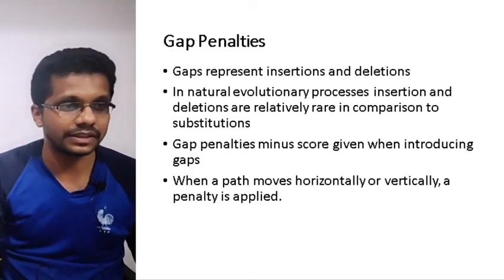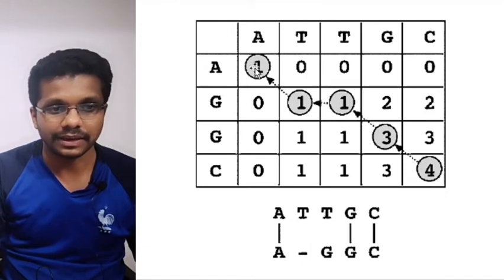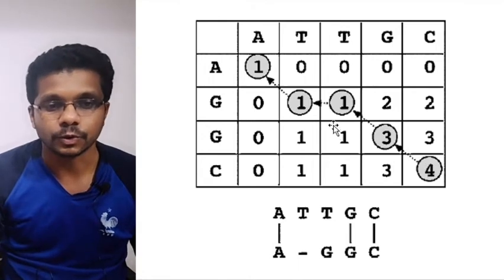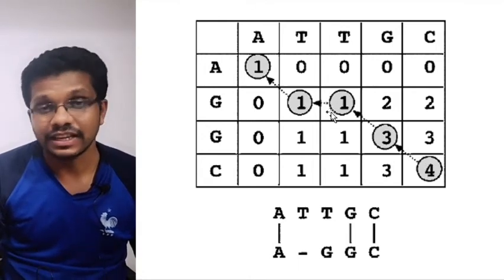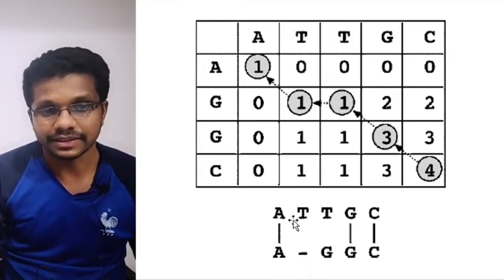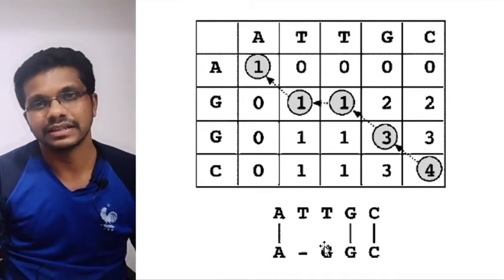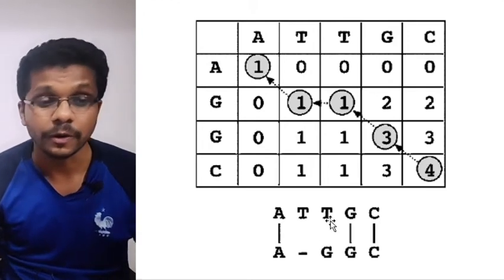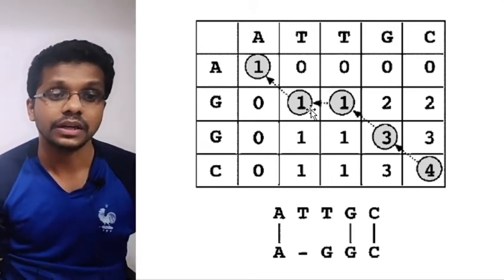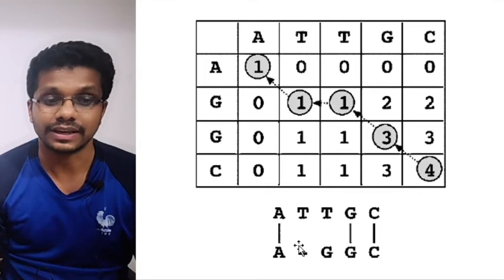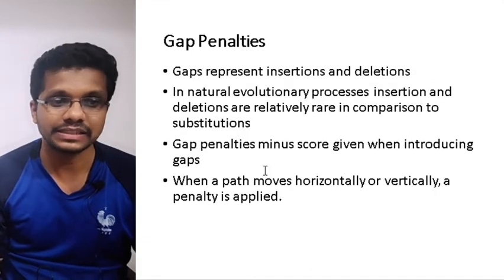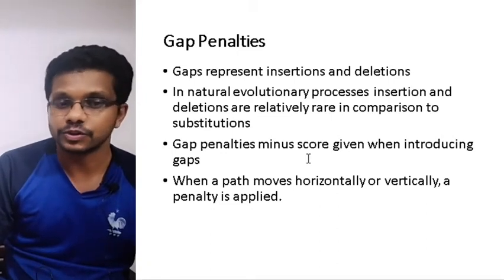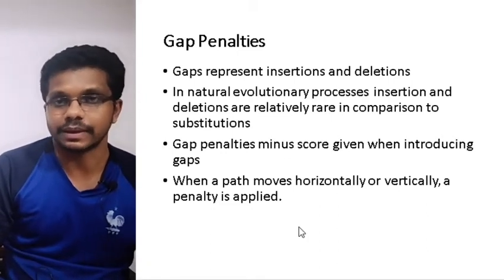In the previous figure, we selected this path because it leads to the maximal score. When we move horizontally, that means we are introducing a gap here, which is an unlikely event, as the probability of an insertion or deletion happening is low. To take that into account, we introduce a gap penalty. So gap penalties are minus scores given when introducing a gap. When the path moves horizontally or vertically, the penalties will be applied.